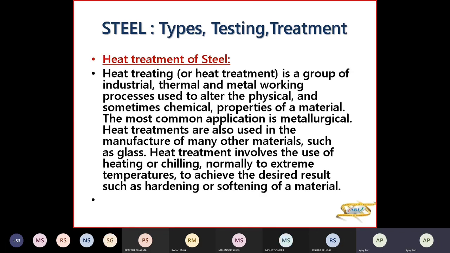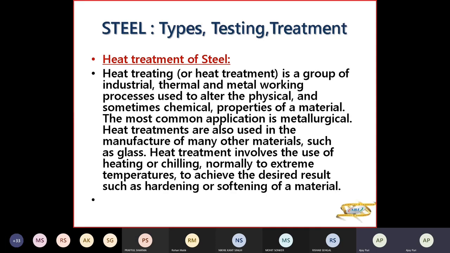So heat treatment is a group of industrial, thermal, and metalworking processes where you change the physical and chemical properties of a metal. And this is a metallurgical process used for many manufacturing processes, including glass. As I had said last time, you have got tempered glass.